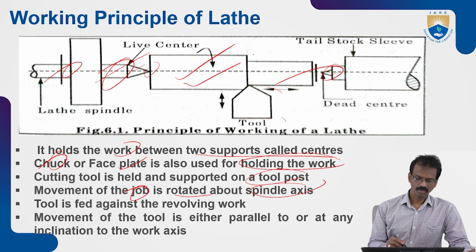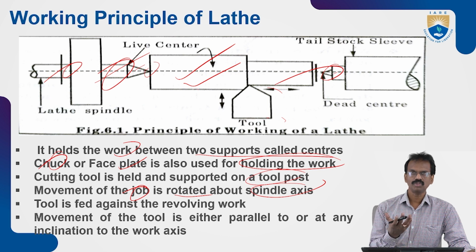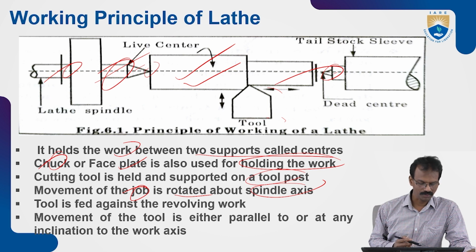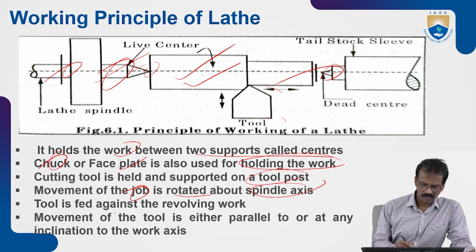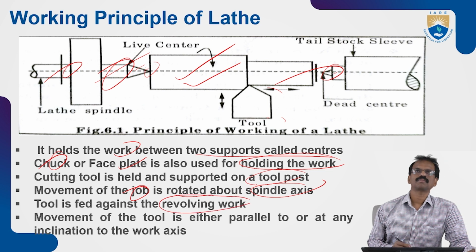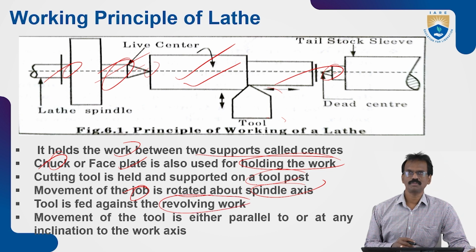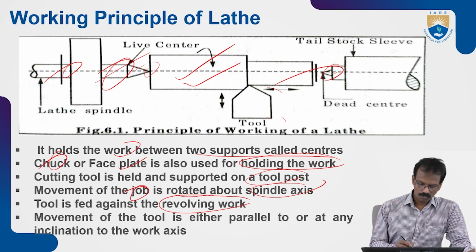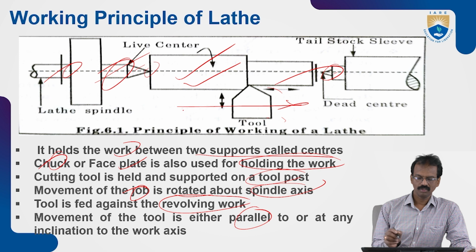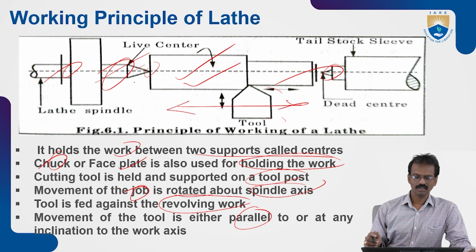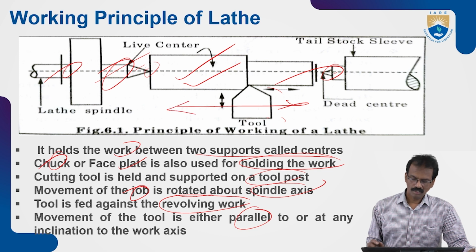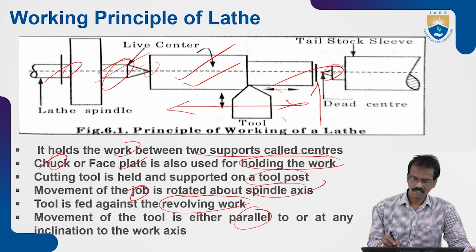The tool is fed against the rotating object to remove the unwanted material from the workpiece. The tool is fed against the revolving workpiece to remove the unwanted material and to get the desired shape. The movement of the tool is either longitudinal, parallel to the axis of the lathe, or along the cross slide, which is vertical.